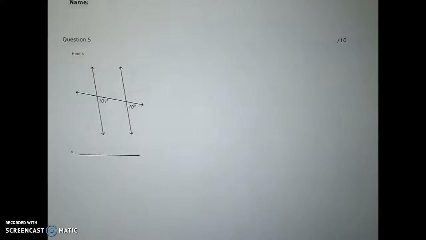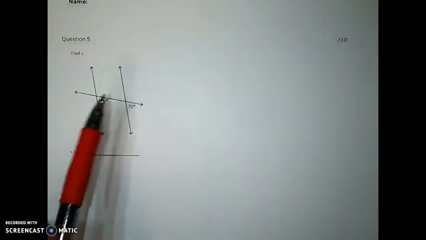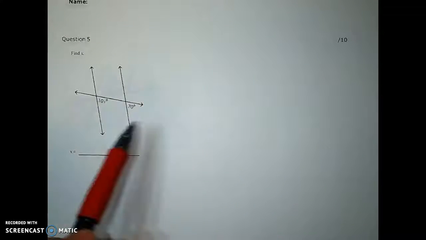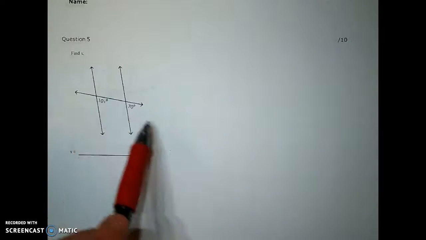Okay, for the next example, we're going to be looking at our first picture where we have a transversal and two parallel lines. So this is saying find x. I see that my two lines are parallel, and because they're parallel, I know that alternate interior angles, which would be angles like this, and corresponding angles are going to be congruent.